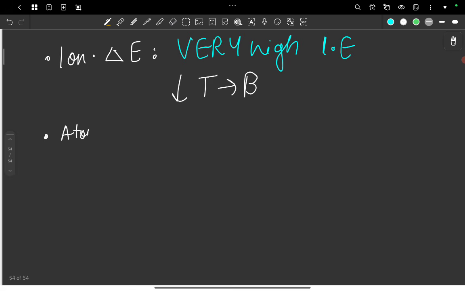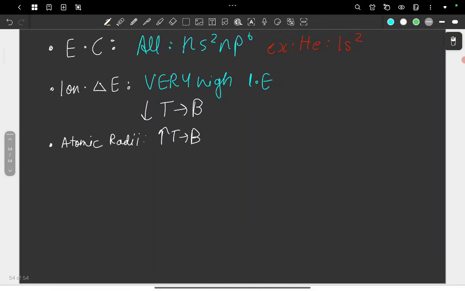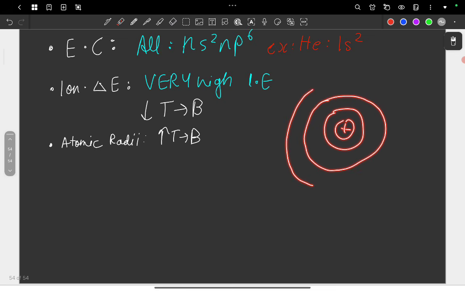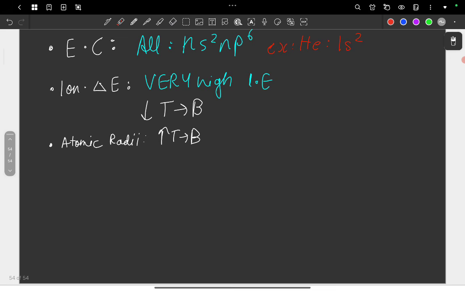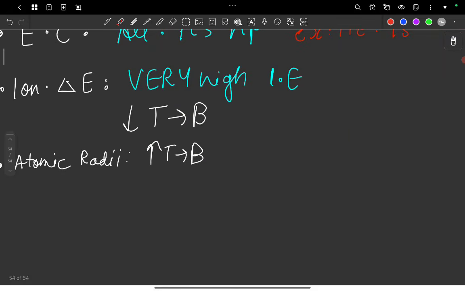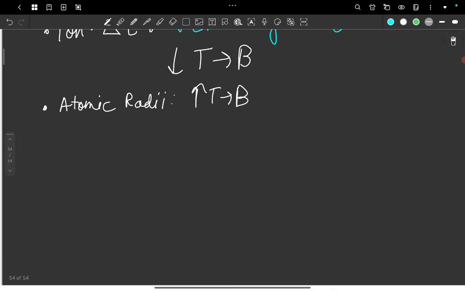Now let's talk about atomic radii. The atomic radii for noble gases increases top to bottom. This shouldn't exactly be a surprise because the number of shells increases. This is the nucleus, and the number of shells in every respective principal quantum number increases. So when this increases, the size of the atom increases as well, and hence the atomic radii increasing from top to bottom isn't exactly a big deal. It's quite easy to remember this.